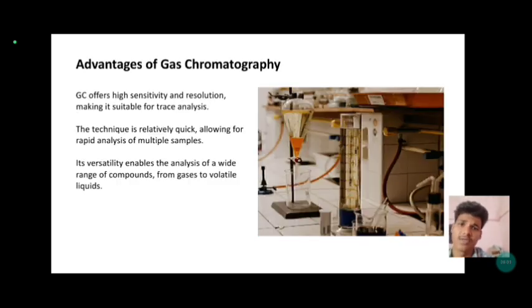Advantages of gas chromatography: we have so many advantages. Gas chromatography offers high sensitivity and resolution, making it suitable for trace analysis. The technique is relatively quick, allowing rapid analysis of multiple samples, and its versatility enables analysis of a wide range of compounds, from gases.